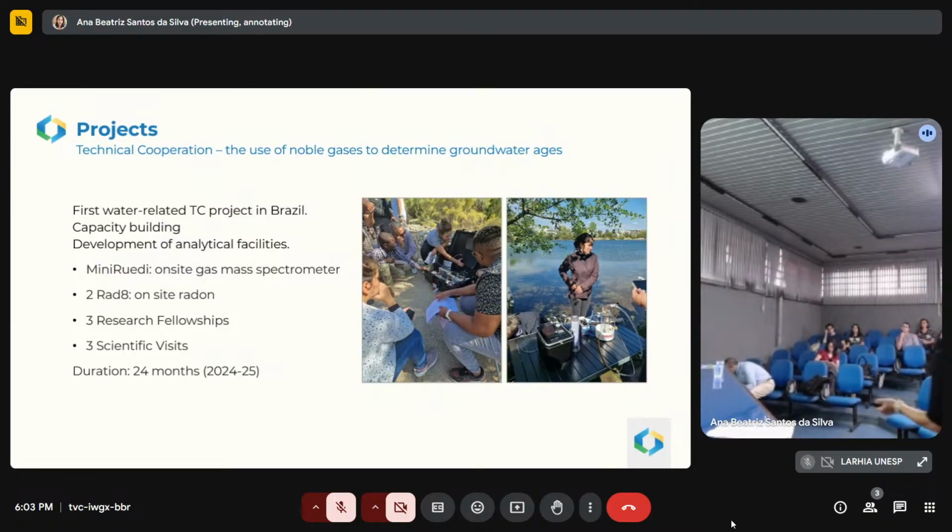We are going to have 3 research fellowships to improve the knowledge of the researchers from the survey on the use of this data. And we already had 2 scientific visits from experts from other countries to support us on our initiative.